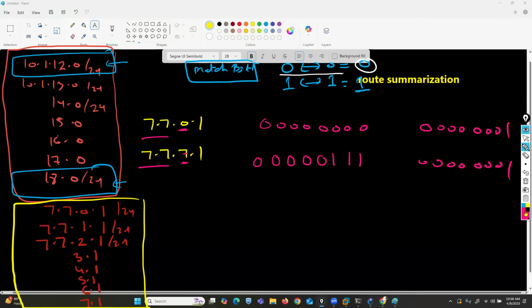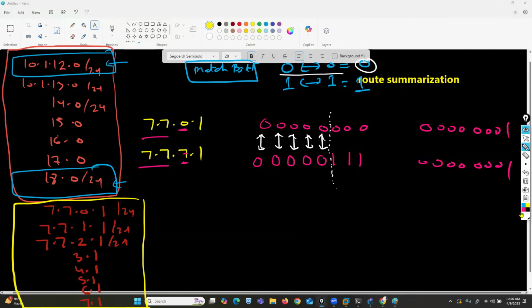Now we can match our bits. So 0 0 match, 0 0 match, 0 0 match, and 0 0 match. Here we have it, they don't match. So now we can draw an imaginary line here.